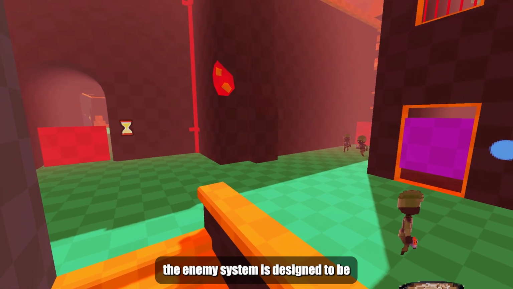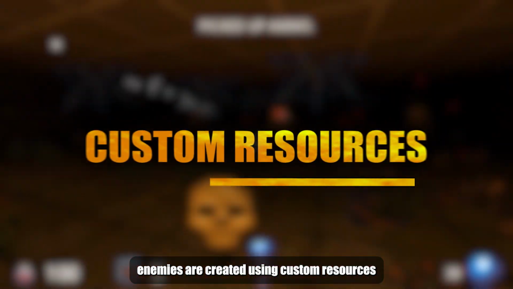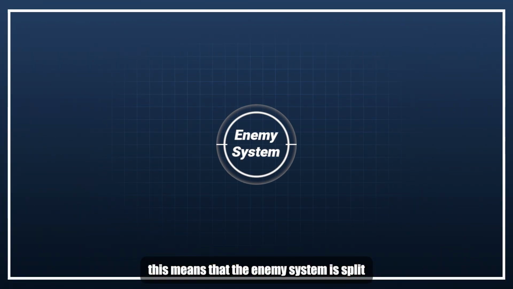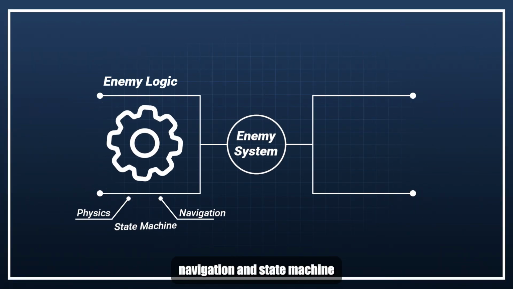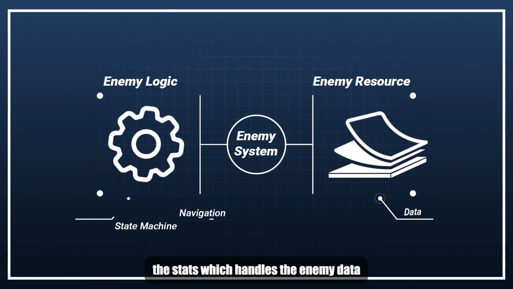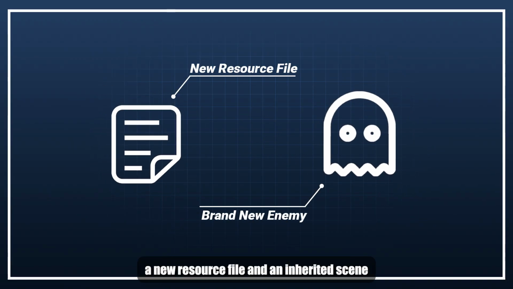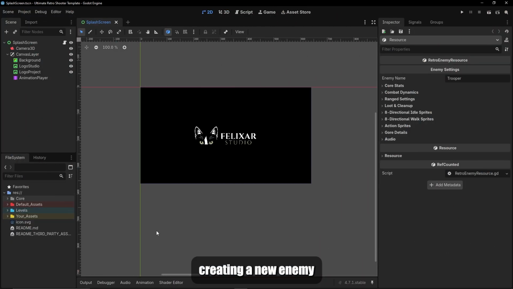The enemy system is designed to be as flexible as possible. Enemies are created using custom resources similar to the weapon system. This means that the enemy system is split into two parts. The logic, which handles the physics, navigation, and state machine. The stats, which handles the enemy data. You create new enemies by making a new resource file and an inherited scene from retro enemy scene, which will hold the resource file. Creating a new enemy in the ultimate retro shooter template is very easy.